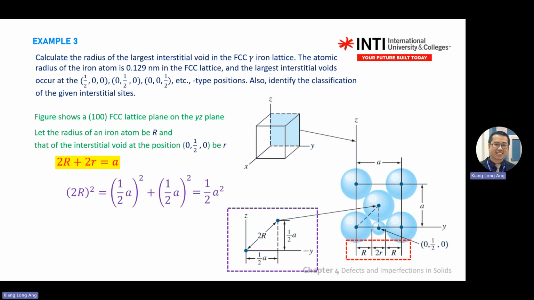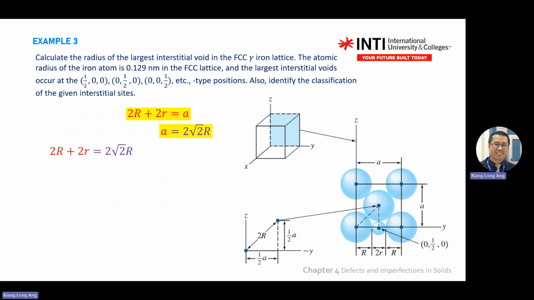So when you do the calculation, you get half. So solving for A, you square this one, you square root this one, you get half over square root of 2A, or A equal to 2 square root of 2R. Okay, so in fact, you're seeing this one in chapter 2 already.